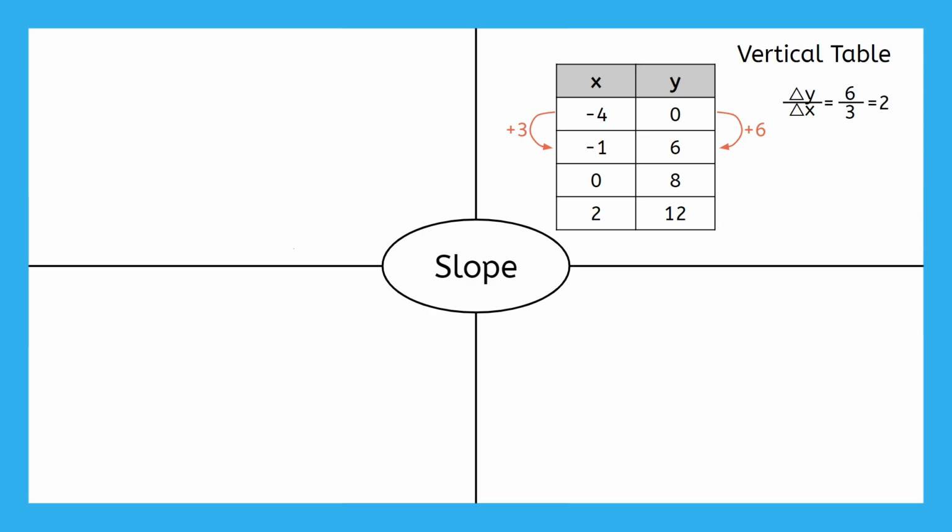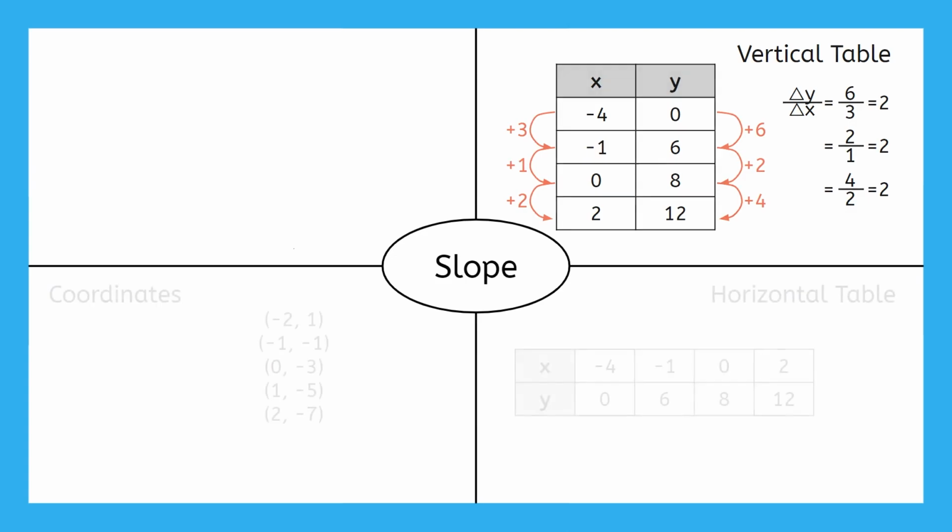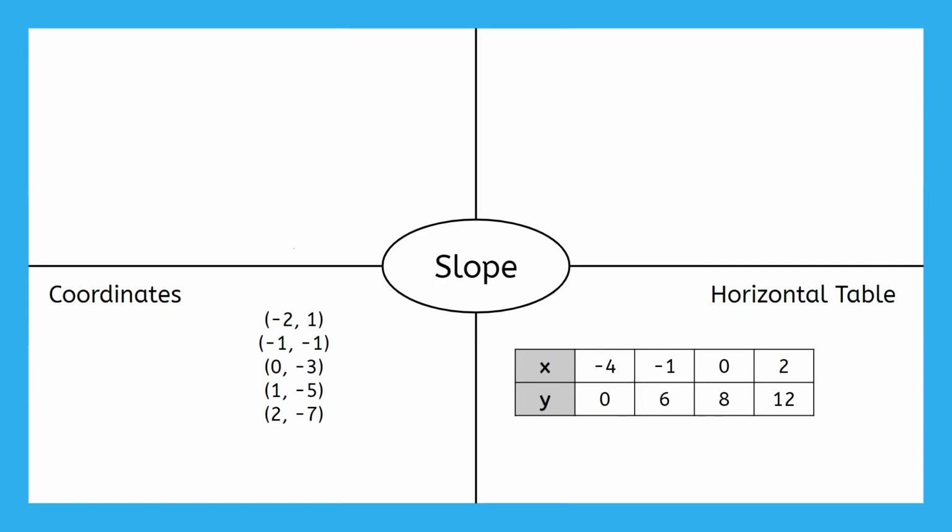or 2. If I check the rest of the changes in y and x, you can see that they all look different. But because the fractions are all equivalent, this is a steady slope. Even though all the points on this table only represent some of the points on its line, the slope going between 2 of them will always simplify to be the same if this is truly linear. There are 2 more representations left to look at. Pause the video here and see if you can figure out the most efficient way to find the slope from a set of coordinates and a horizontal table.